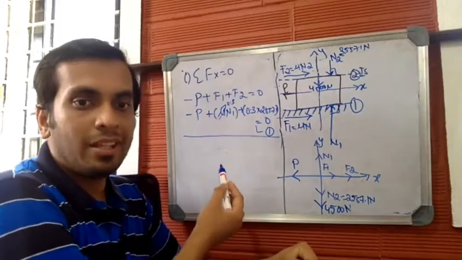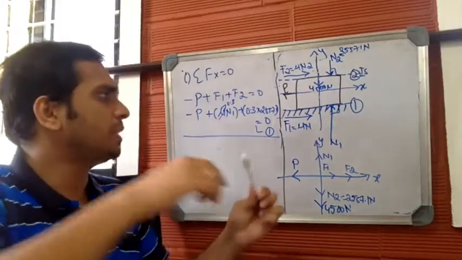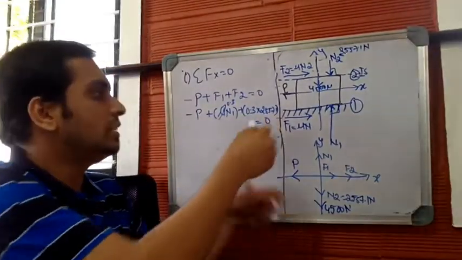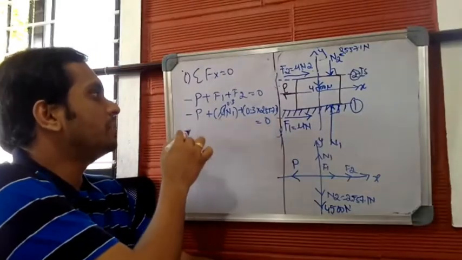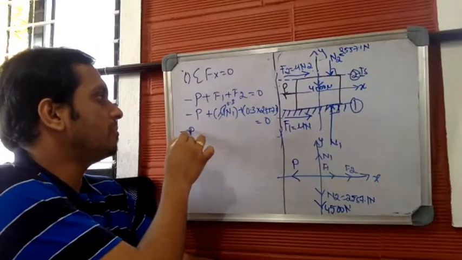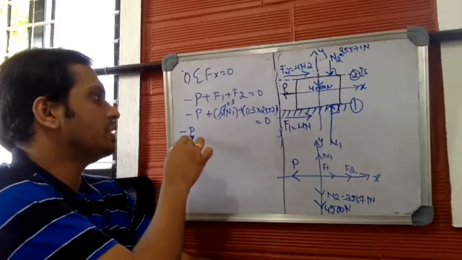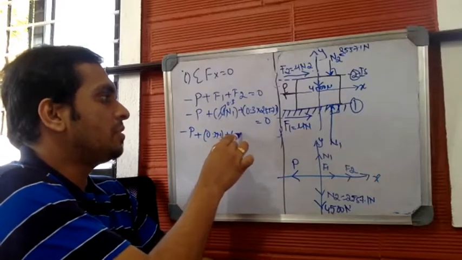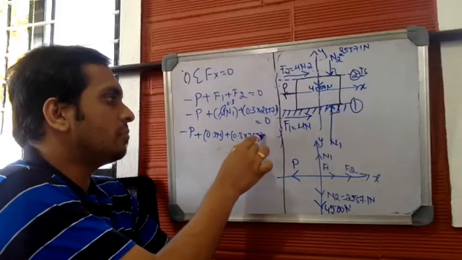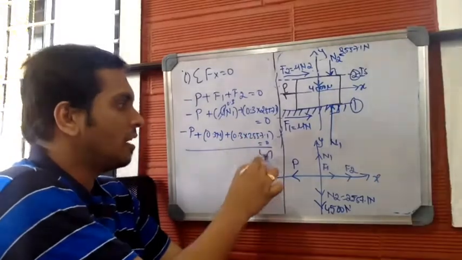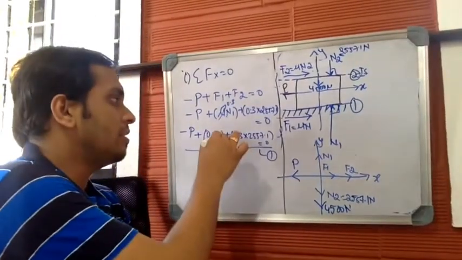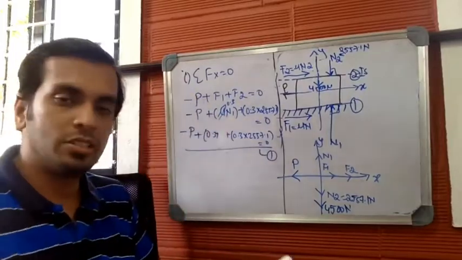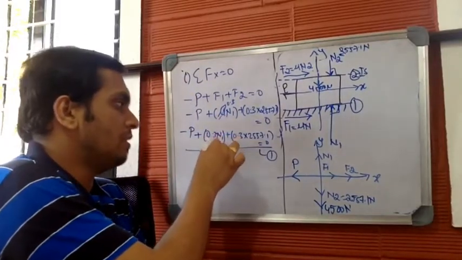Now let me apply the second condition of equilibrium. Minus P plus 0.3 N1 plus 0.3 into 2,557.1 is equal to 0. Let me consider this as equation number 1. We cannot solve this directly, because we have two unknowns, N1 and P. Both are unknown.